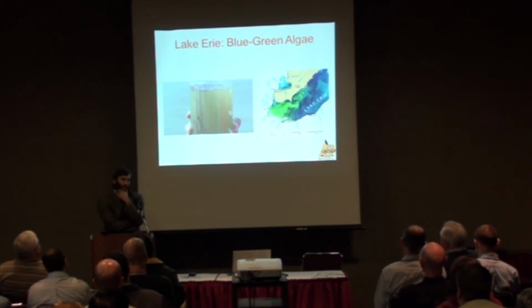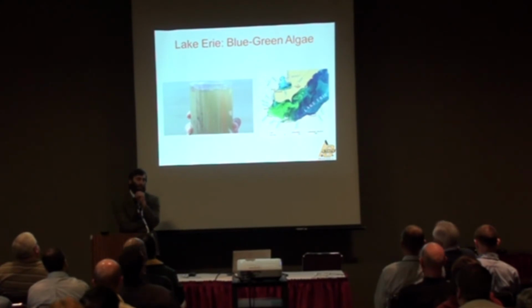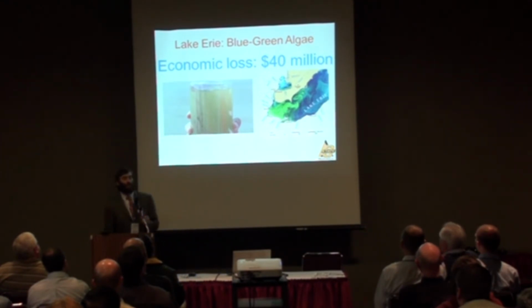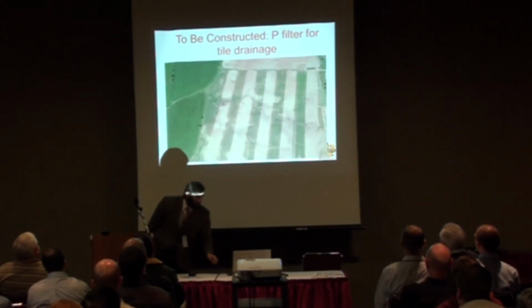Also, that estimate of $50 to $100 per pound of phosphorus doesn't look so bad when you consider what happened to Toledo last summer, these notorious photographs. That's been estimated to cost the city of Toledo $40 million. That was only about a week that they were shut down, somewhere around there. So $50 to $100 a pound doesn't sound so bad anymore.